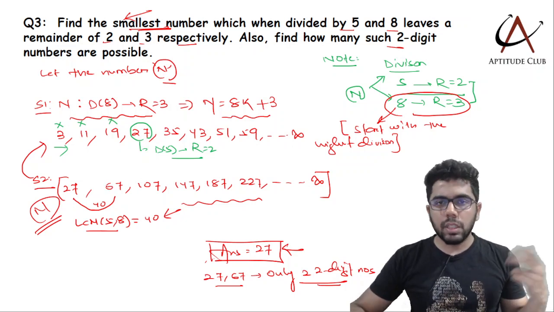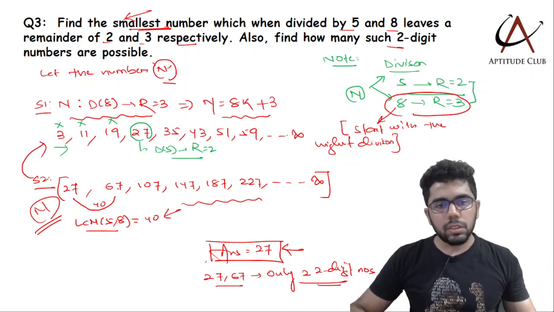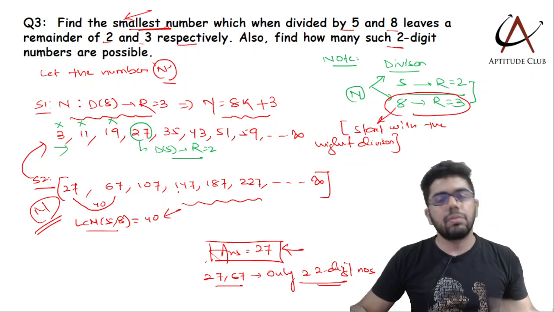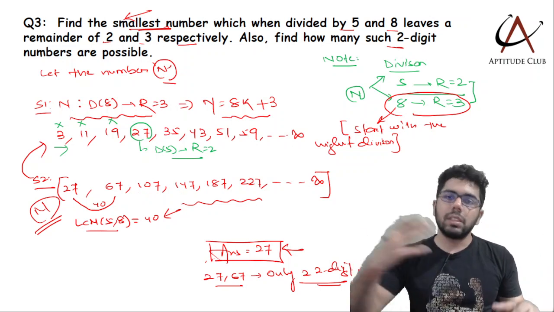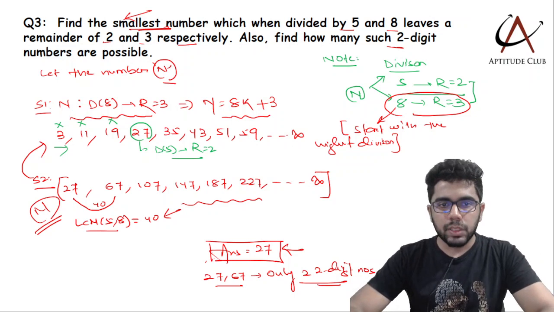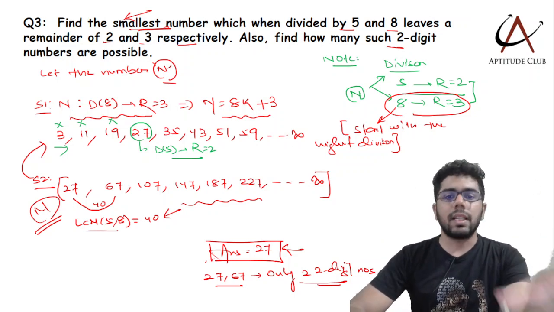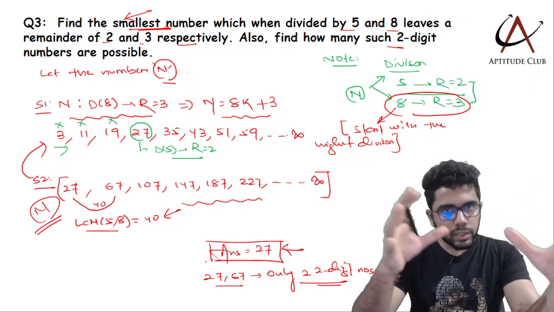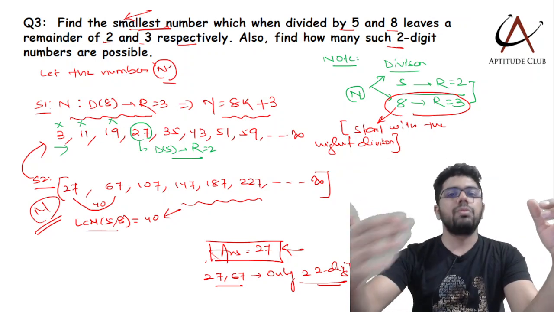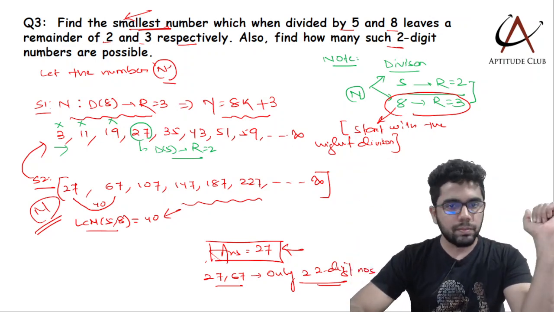67 divided by 5, remainder 2. Divided by 8, remainder 3. 107, again the same thing. 147, again the same thing. Every time you keep getting the same result. Okay, this is yet another way of looking at Chinese remainder theorem. So you take one divisor, one remainder at a time, and then keep filtering out depending on the properties.